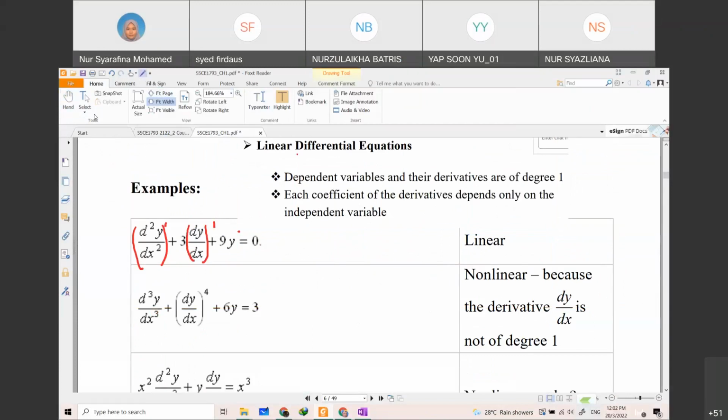Okay. First, you need to check the dependent variable. What is the dependent variable of this differential equation, which is y? Right? And their derivative, so this is the derivative of y, degree 1. So this is degree 1, okay? And each coefficient of the derivative, this one is the derivative, depends only on the independent variable. So this is linear. Understand or not?